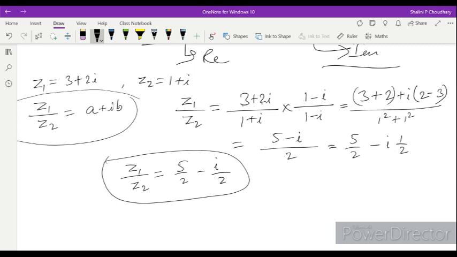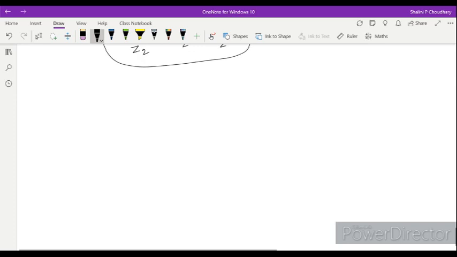Next question, one more question we will do. We have a question given: 1 plus 2i into minus 2 plus I, and we have to write it in the form of a plus ib. So how will we do this? We'll multiply this.